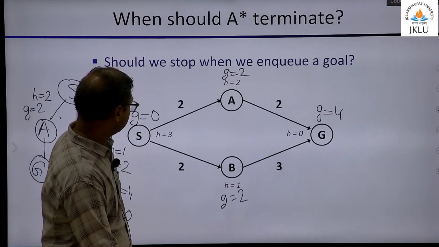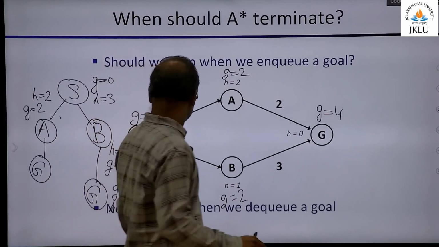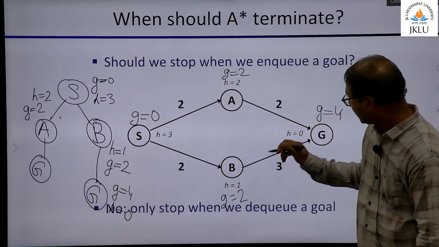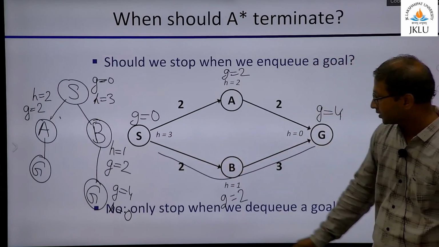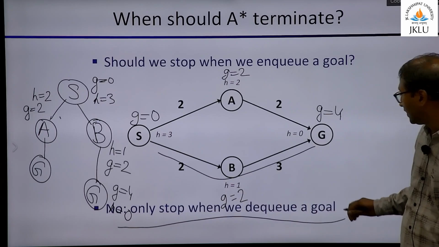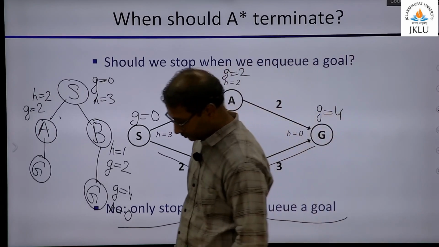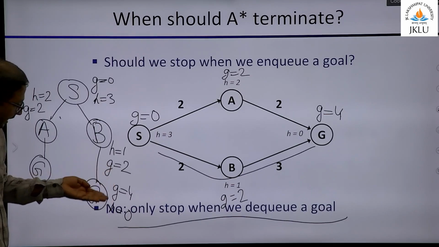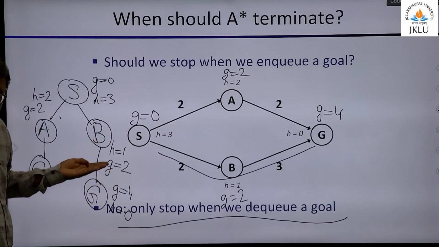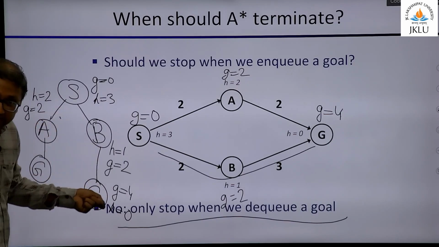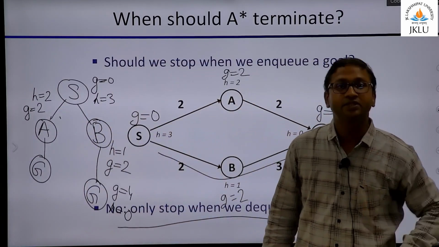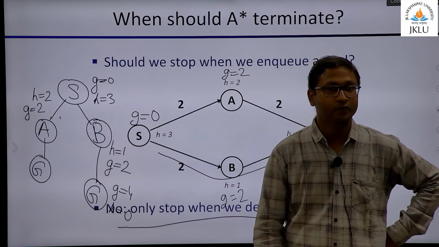All right, so we start again. So if I take A star the way we were discussing, we will DQ this path. So only stop when we DQ a goal. What does it mean? I have A and G here. I have explored G. Since I have seen G, that does not mean I have reached the correct goal. Okay.